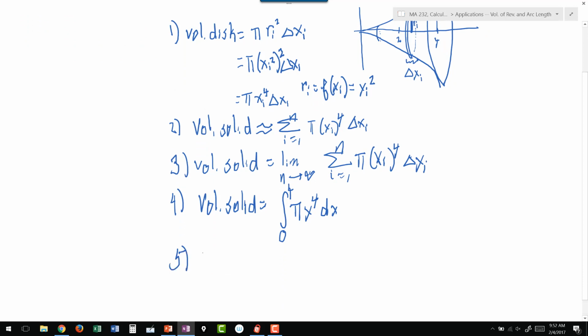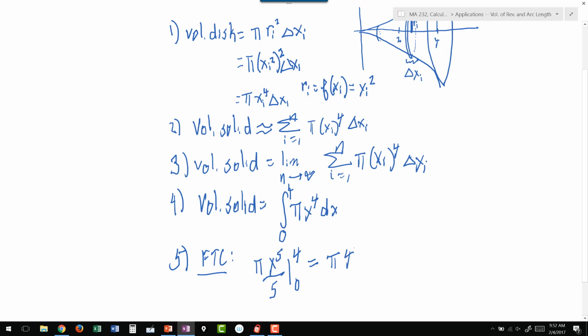This is something that we know how to integrate. We can do this one by hand. We could also check it with something like Wolfram Alpha. But the idea is we can pull out the pi because it's just a constant, and then the antiderivative of x to the fourth would be x to the fifth over 5. And we go from 0 to 4.